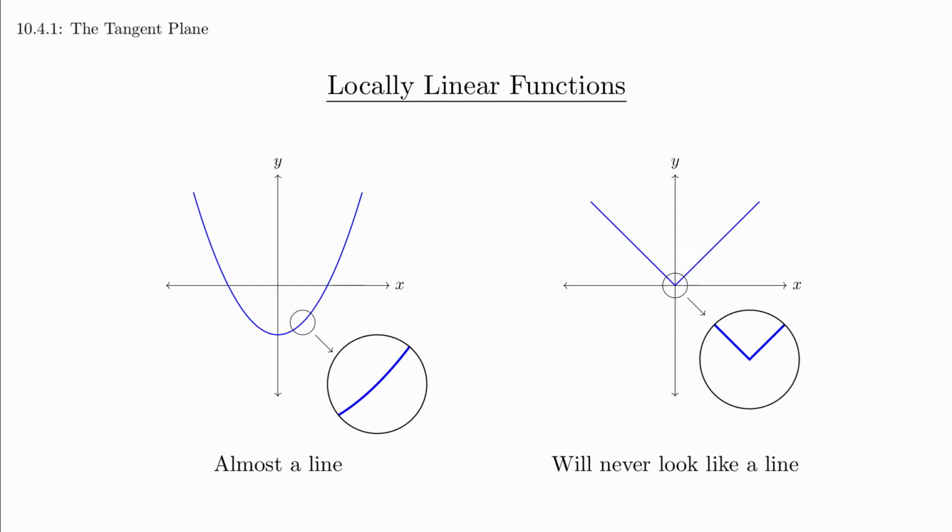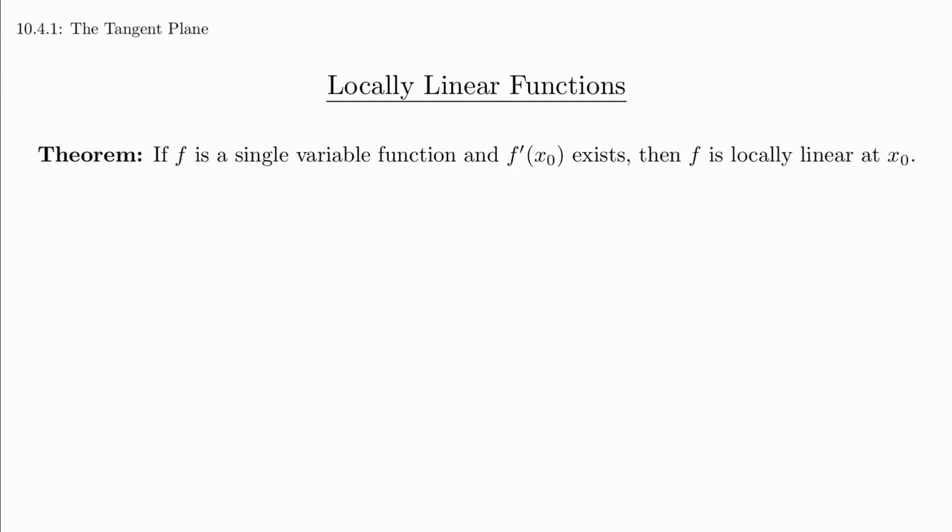No matter how much you zoom in, you will never eliminate the corner, and so it will never look like a line. There is a similar condition for functions of two variables. We say that a function is locally linear near a point if the graph looks like a plane near that point. And there are examples similar to the absolute value function that fail to be locally linear functions of two variables. The book goes on to discuss some theorems about when functions are locally linear.